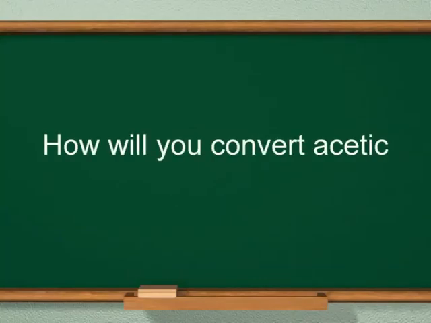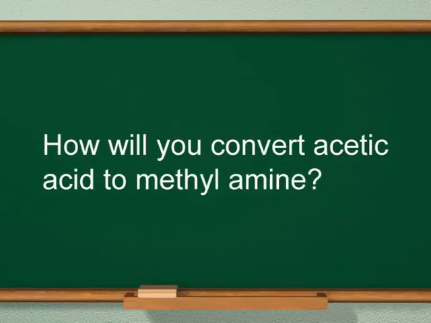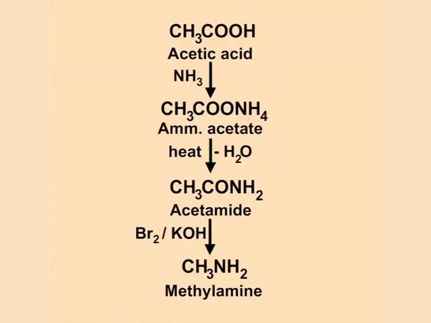My first question is, how will you convert acetic acid to methylamine? And the answer is, acetic acid reacts with ammonia to form ammonium acetate, which upon heating loses a molecule of water to form acetamide. The acetamide so formed reacts with bromine and potassium hydroxide to form methylamine.